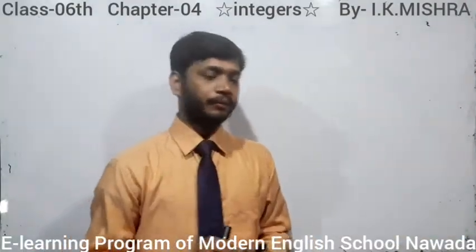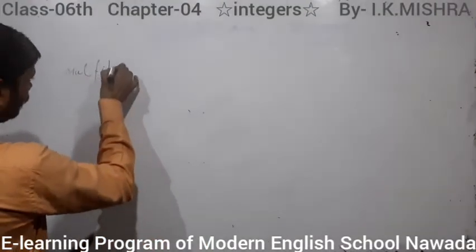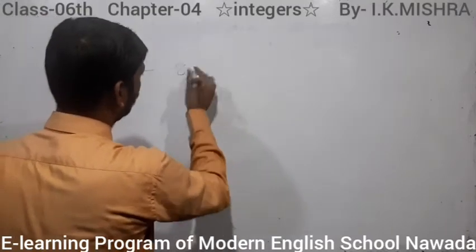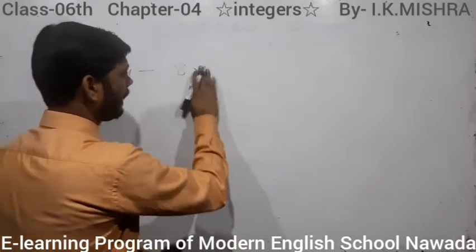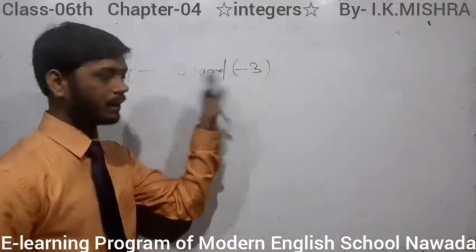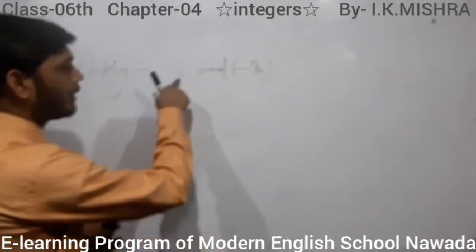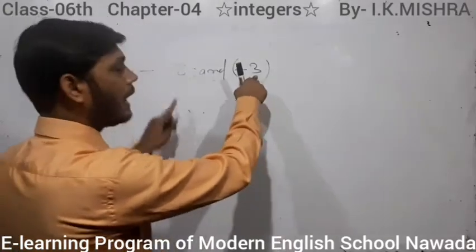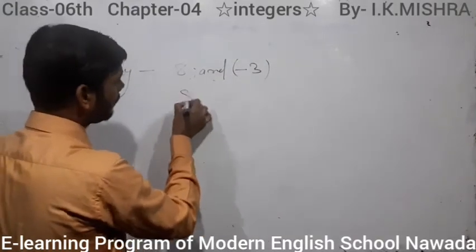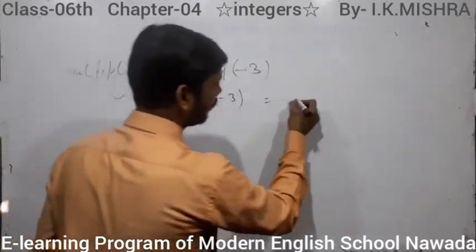Suppose you have to multiply 8 and minus 3. Students, here two integers are given. You have to multiply. When you multiply, first of all, multiply the number values without the sign, regardless of the sign. So when you multiply 8 into minus 3, 8 into 3 is equal to 24.